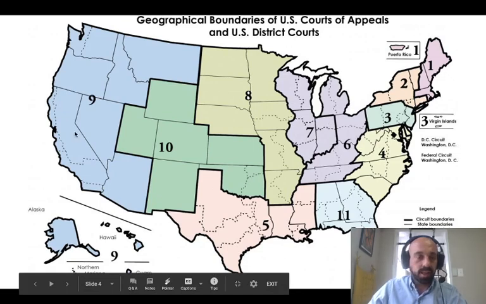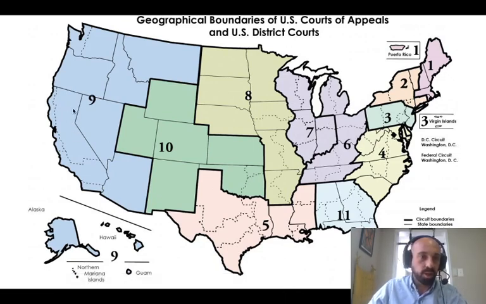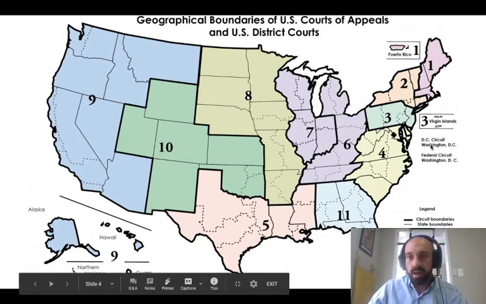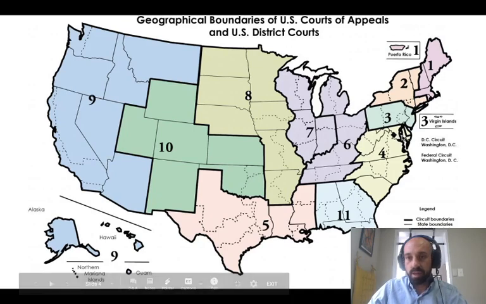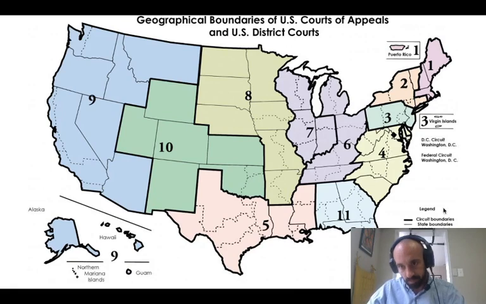So in a state like California, where you have lots of people, there'll be 1, 2, 3, 4 different district courts. Okay, so Maryland will just have 1 district court, and that's U.S. District Court. Okay.